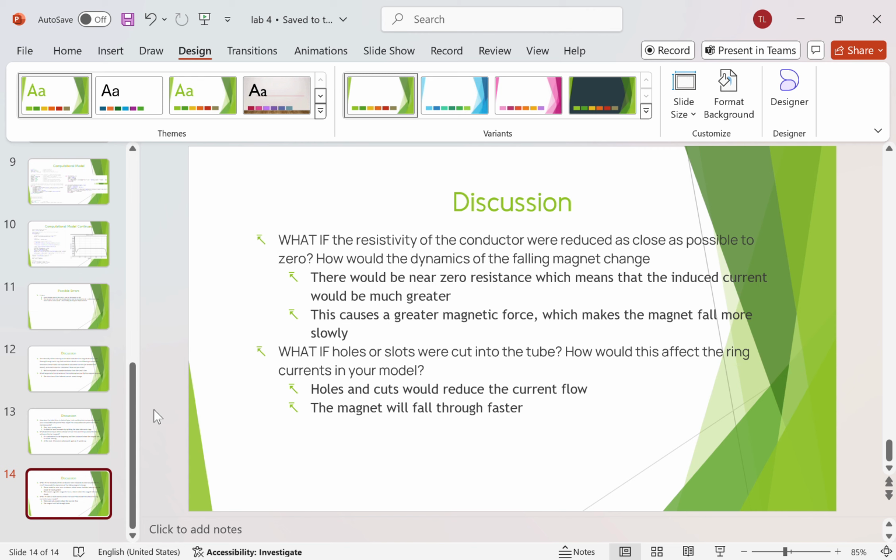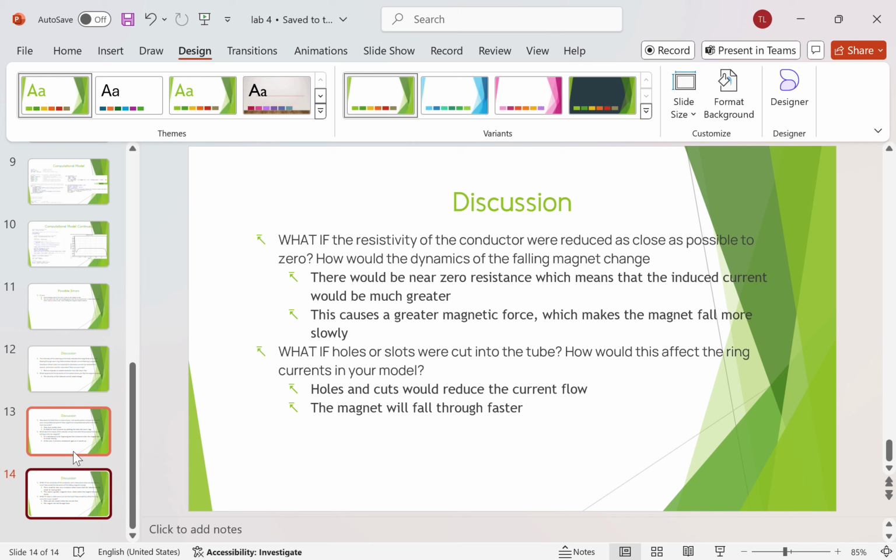Exploring hypothetical scenarios. If the resistivity of the conductor were nearly zero, the induced current would be much greater, causing a stronger magnetic force and slowing the magnet even more. If holes or slots were cut into the tube, the ring's current could be reduced and the magnet would fall faster.